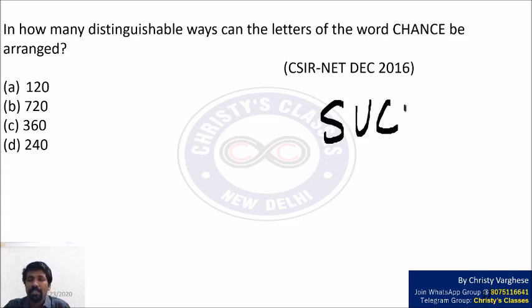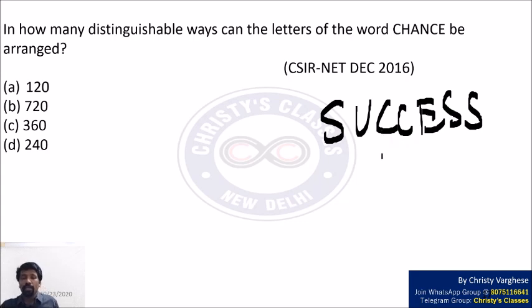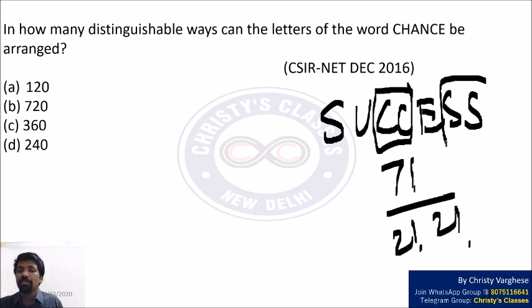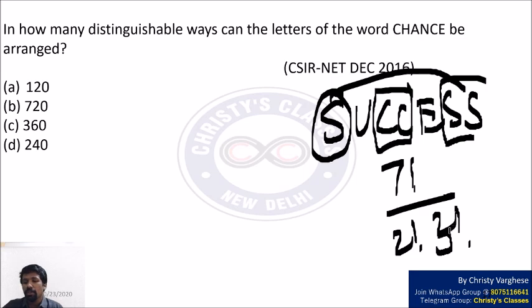if it is SUCCESS, here there are 2 letters repeating. 1, 2, 3, 4, 5, 6, 7. 7 factorial divided by 2 factorial into 2 factorial you have to do. Because C is occurring 2 times, S is occurring 3 times. Sorry, not 2 factorial into 2 factorial, 2 factorial into 3 factorial. Because this S is occurring 3 times, due to that you have to divide by 3 factorial.